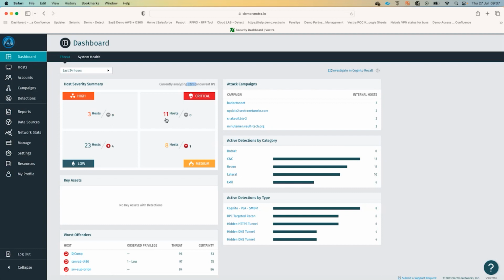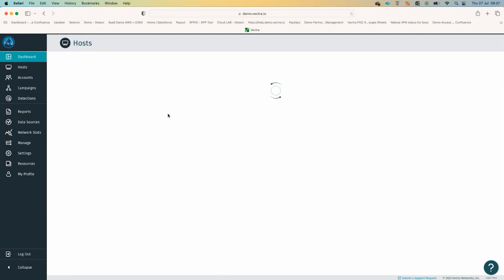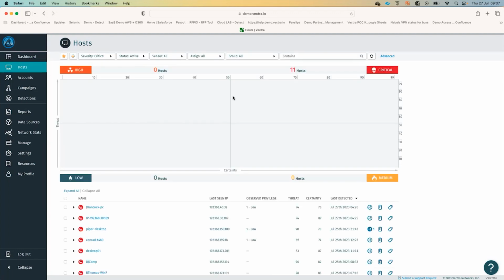But let's have a look at what these 11 hosts are doing here. Now, hosts or network entities in this sense, they will be anything consuming an IP address in this case. As Rich said, our bread and butter is the network. We can also do accounts, AAD accounts, Office 365 accounts, all of that good stuff.